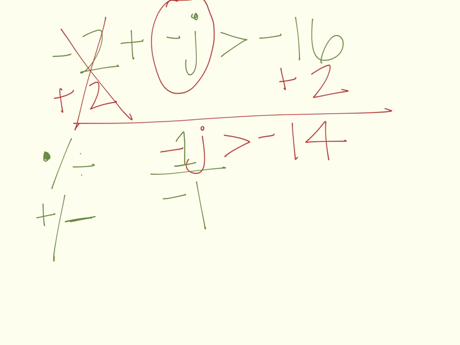And what I do on one side, I do to the other. -1 goes into -1 one time, but I'm just left over with j. Now when you divide, here's the rule. When you divide or multiply by a negative number, the inequality flips. So this inequality flips to the other direction when I divide or multiply by a negative number.